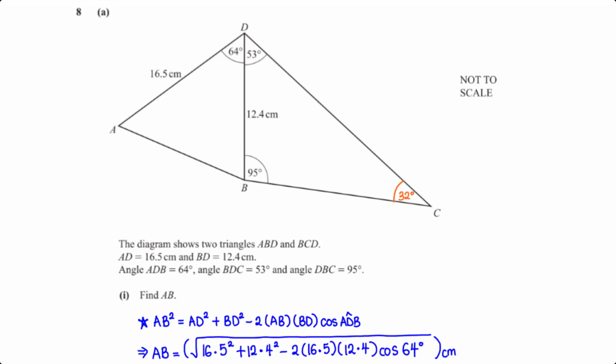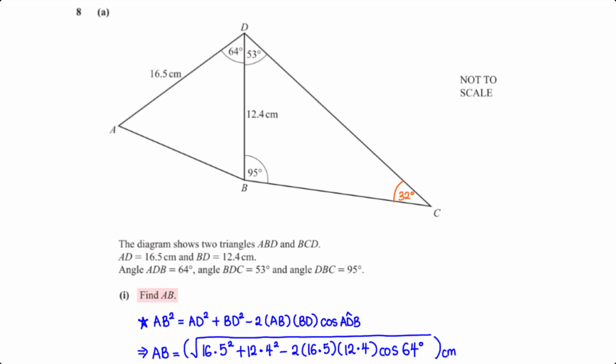The diagram shows two triangles, ABD and BCD. AD is 16.5 centimeters and BD is 12.4 centimeters. Angle ADB is 64 degrees, angle BDC is 53 degrees, and angle DBC is 95 degrees.